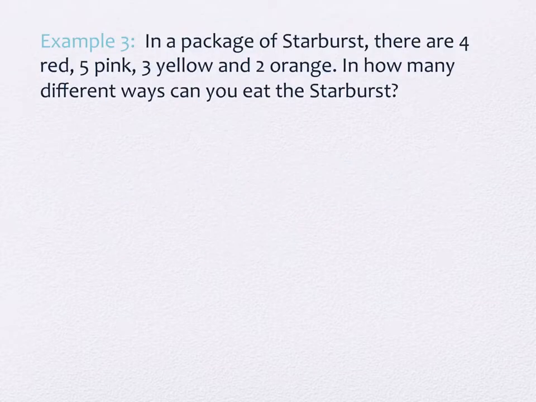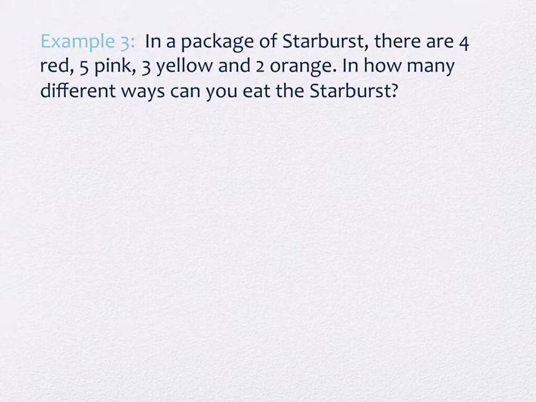Starburst. So you guys have seen the Starburst containers, right? I don't know exactly how many there are. This is a made-up problem, but we're going to pretend that it's real. There are 4 colors in a traditional Starburst roll: yellow, red, pink, and orange. So this is an example where there are 4 red, 5 pink, 3 yellow, and 2 orange.